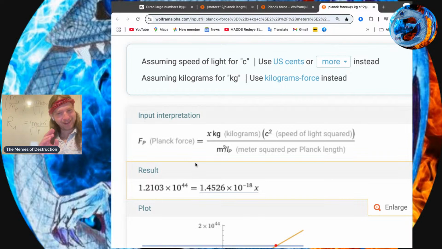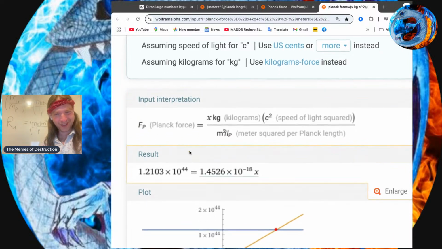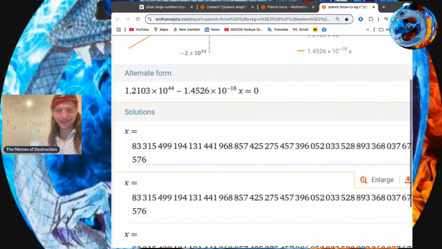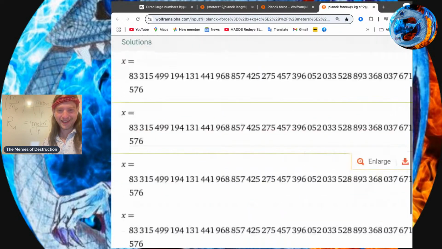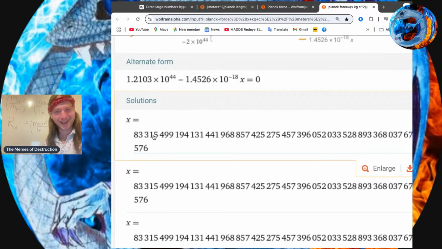So the claim is that the total mass energy of the universe divided by the radius of the universe should equal the Planck force. When you do this computation, you get out this ginormous number. It's really big. It also appears to be quadratic. Okay, let's go to that.